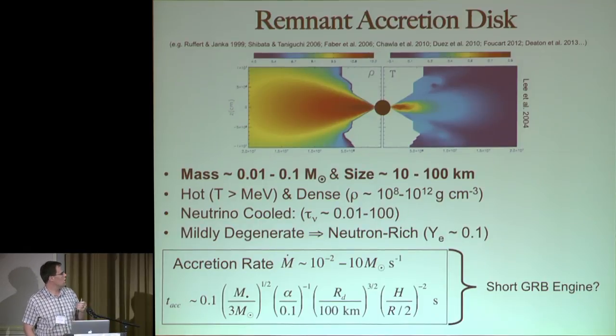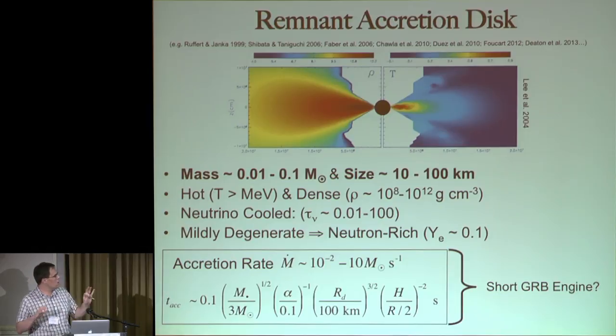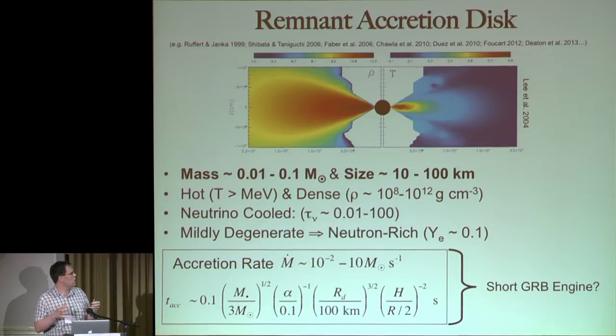Various groups have studied the formation of these disks. Typically, you have about a tenth of a solar mass in the torus with a size of a few tens of kilometers. The accretion disks are formed very hot, so all of the complex nuclei that made up the initial neutron star are broken down into free neutrons and protons in the disk. These are very dense. Photons are trapped, but neutrinos can cool the disk, so these can actually be neutrino-cooled disks. Very interesting. Because the disk is degenerate, the weak interactions tend to drive the composition to be very neutron-rich. So in the midplane of these accretion disks, the neutron-to-proton ratio is something like 20.